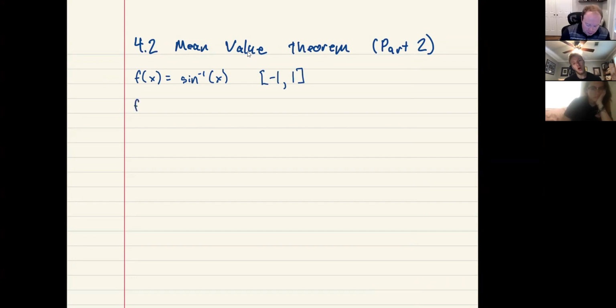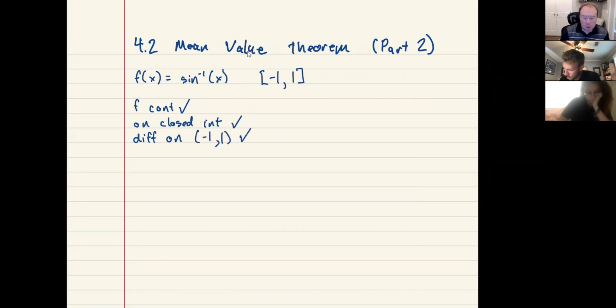Well, first of all, we have that f is continuous. It is on a closed interval. And the other condition for the mean value theorem is that it's differentiable on the interior. So it's differentiable on the interior. So the three conditions for the mean value theorem are satisfied.